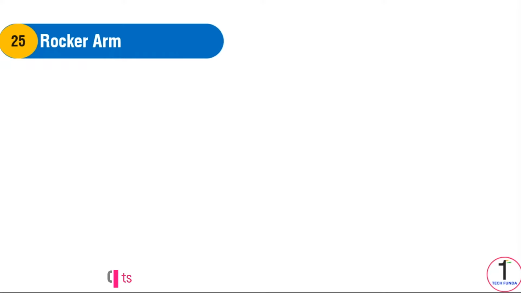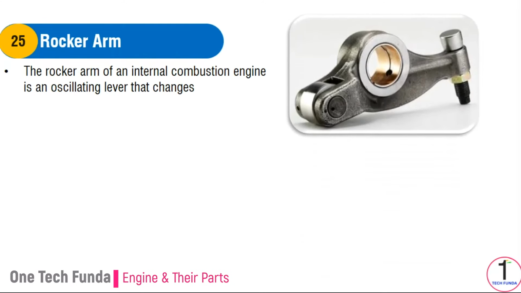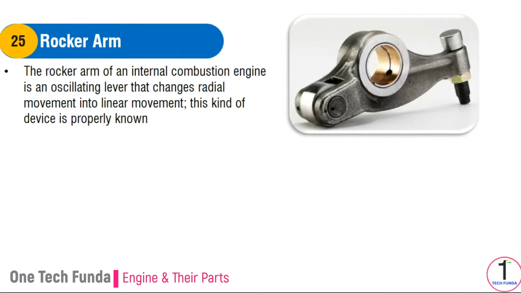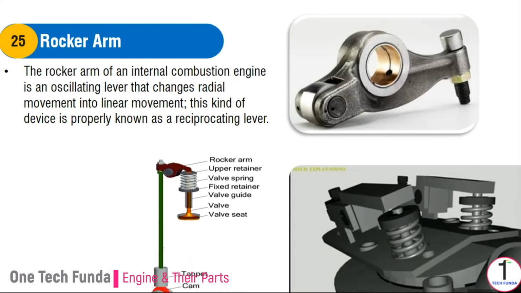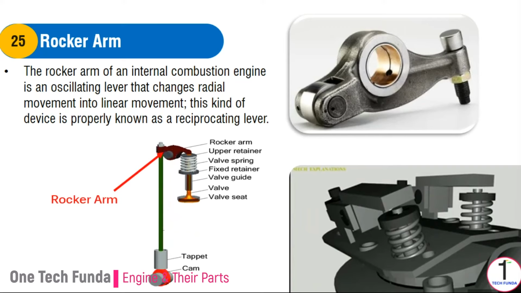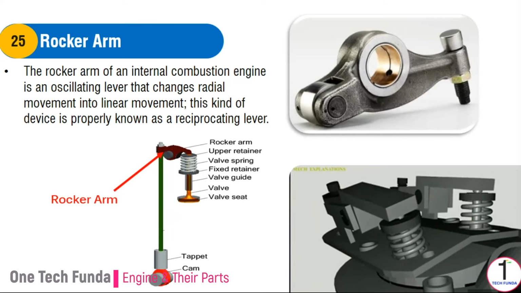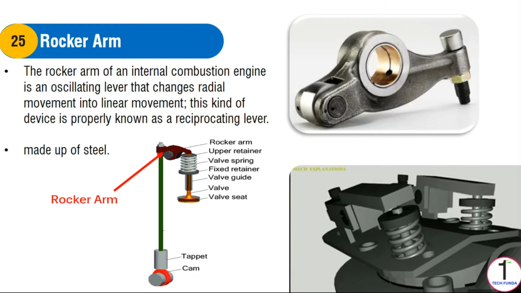Rocker arm. The rocker arm of an internal combustion engine is an oscillating lever that changes radial movement into linear movement. This kind of device is properly known as a reciprocating lever. With the help of the spinning motion of the overhead camshaft, it opens and closes the valves and turns it into up and down movement. Rocker arms are generally made of steel. Rocker arms have high strength for their weight, and employ a good deal of leverage.